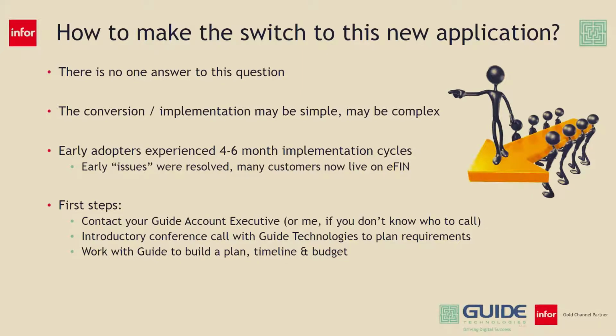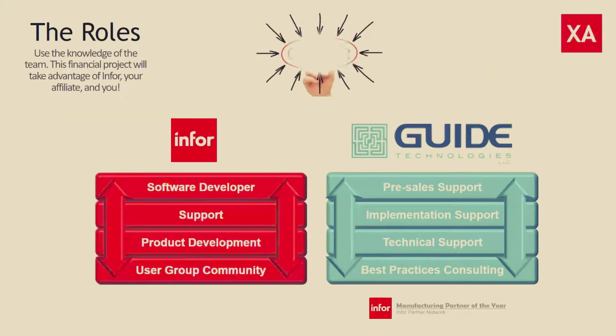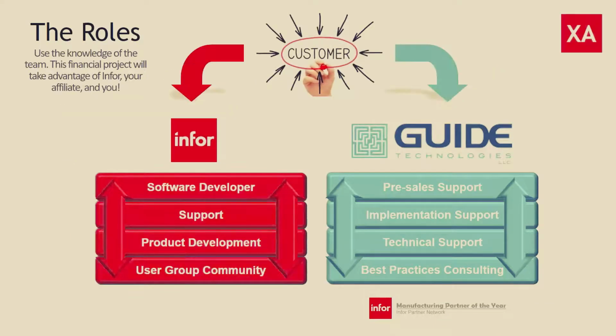We want to be able to sit down and tell you specifically how long we think your environment is going to take. We have what we call an upgrade questionnaire that gives us information about your environment. And that gives us a starting point that we can come back to you and give you the information you need to do all that planning. So it's a combination of the Infor software, your business partner, Guide Technologies, and your input.